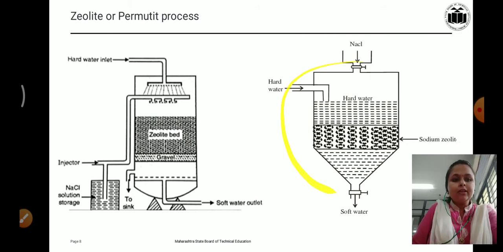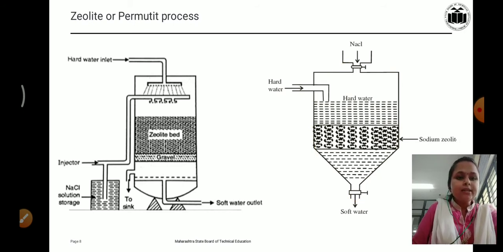This figure also shows the schematic process diagram of zeolite process. In this, hard water inlet is shown. This NaCl inlet is there and hard water comes on this zeolite bed, and after the reaction this water is removed through this outlet.